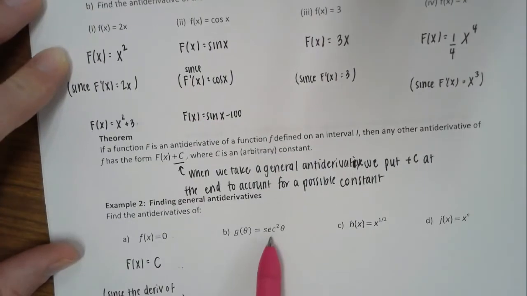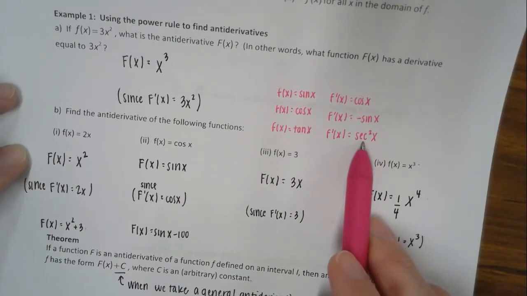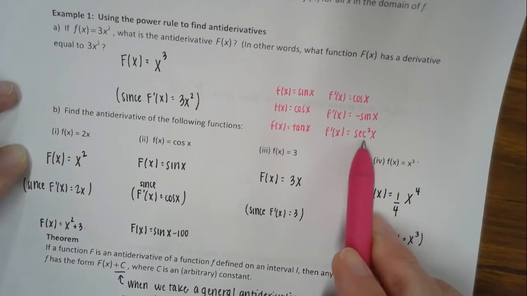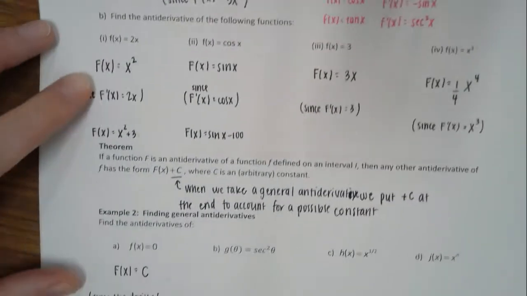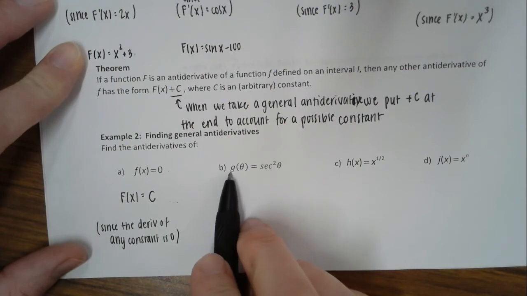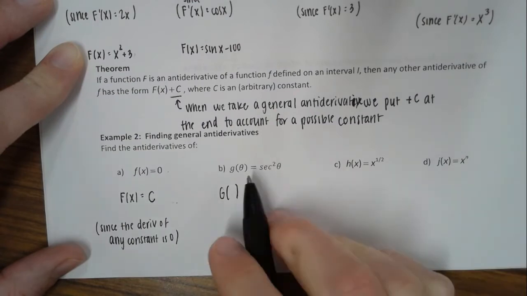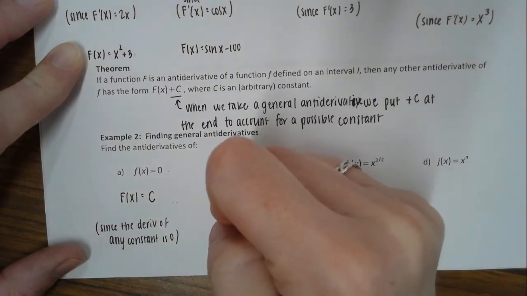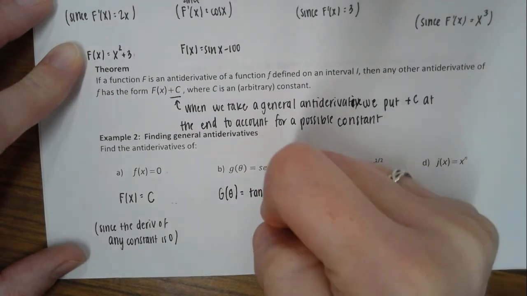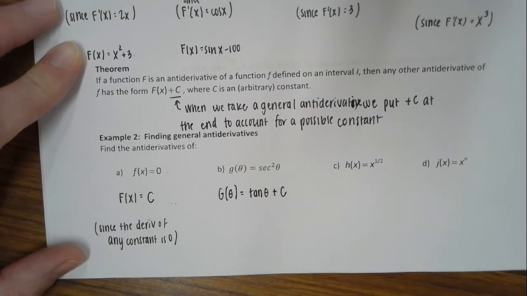So if this is the function that we want to know what it was that we started with, well, the derivative of tangent is secant squared. So that means that the antiderivative of secant squared would be tangent. So our big G, and here's a little bit of different notation, our variables are different here. G of theta would have actually been tangent of theta. But again, I could have had a constant added at the end here. So I'm going to say tan of theta plus c.